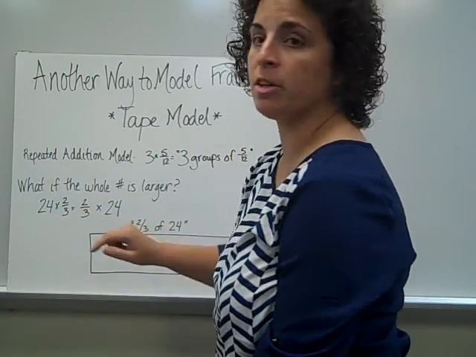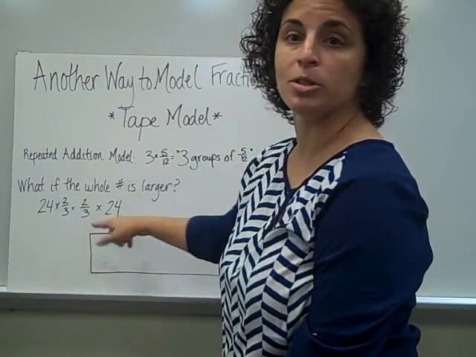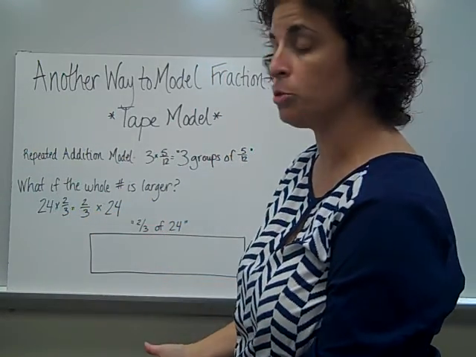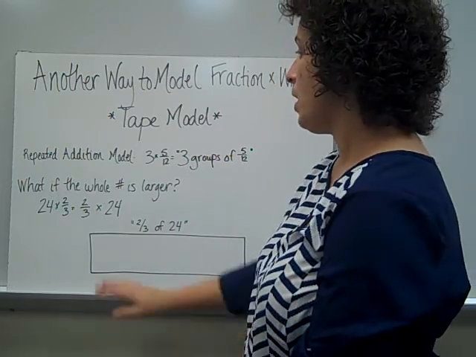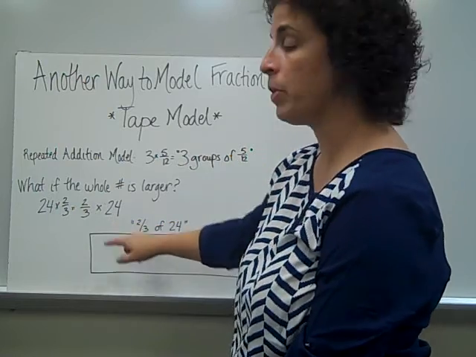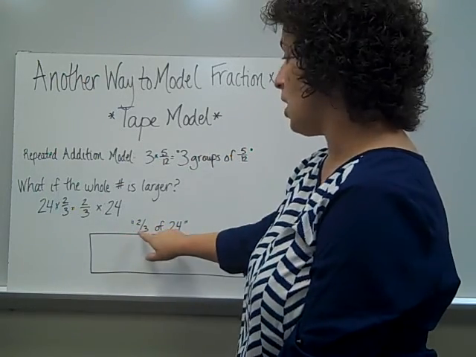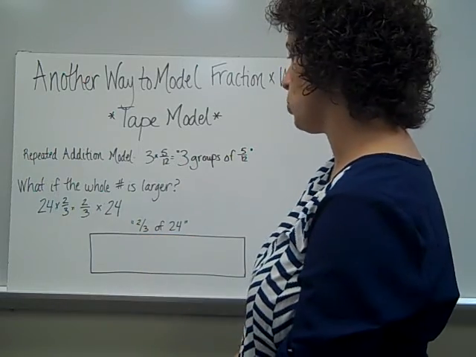With the commutative property of multiplication, I can turn 24 times 2/3 into 2/3 times 24. Order doesn't matter in multiplication. It's the same problem. And so I'm going to look at it this way, 2/3 times 24. Well, that means I'm going to get 2/3 of 24. It's not a whole, so it's less than the 24.